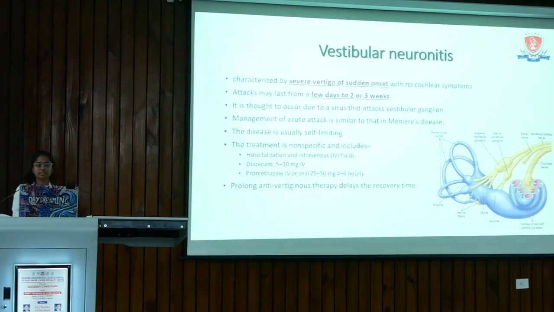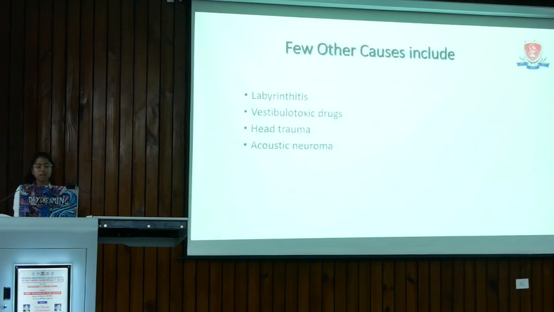Vestibular neuronitis. It is characterized by severe vertigo of sudden onset with no cochlear symptoms. Attacks may last for a few days to 2 to 3 weeks. It is thought to occur due to a virus that attacks the vestibular ganglion. Management is similar to that in Meniere's. The treatment is non-specific and includes hospitalization and IV fluids, diazepam, promethazine. A few other causes include labyrinthitis, vestibulotoxic drugs, head trauma, and acoustic neuroma.